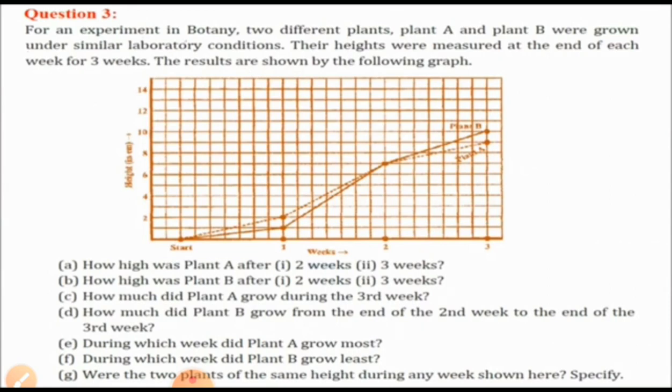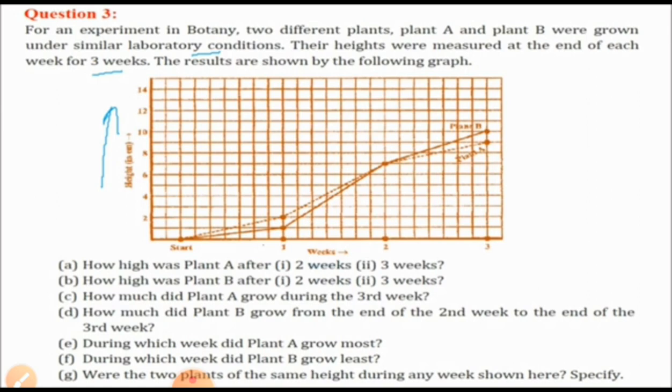Look at the third question. My dear students, the third question is here. For an experiment in botany, two different plants, plant A and plant B, were grown under similar laboratory conditions. Their heights were measured at the end of each week for 3 weeks. The results are shown by the following graphs. Here two plants are there, A and B. You can show plant A with dotted lines and plant B with a straight line, or vice versa. There are 7 questions given here. A, how high was plant A after first 2 weeks and 3 weeks?